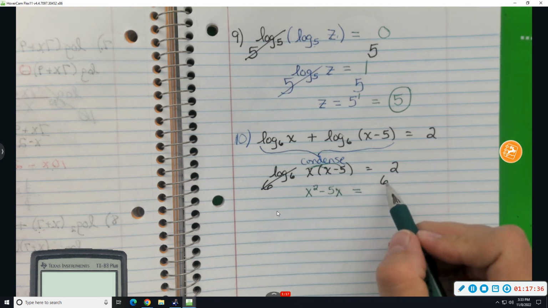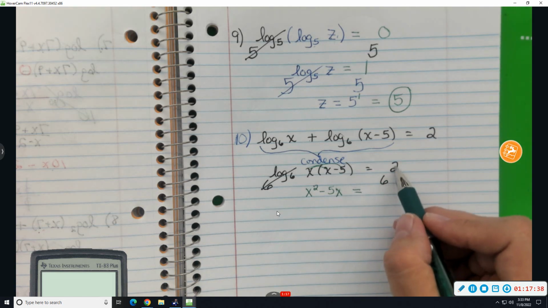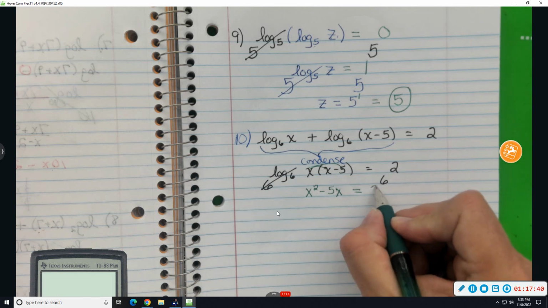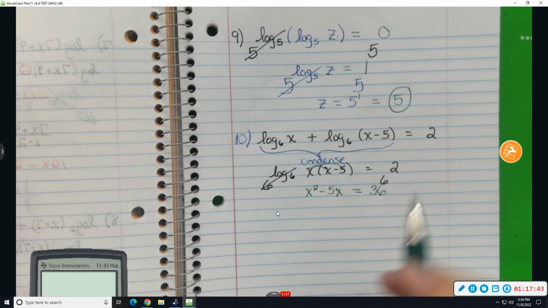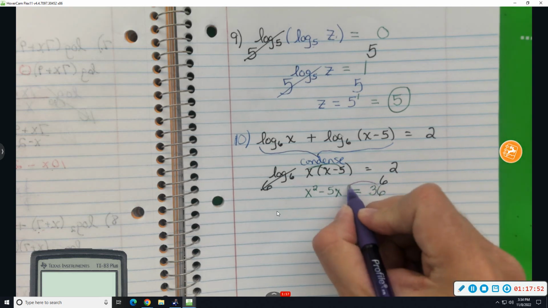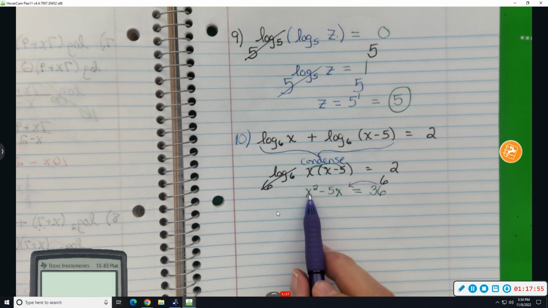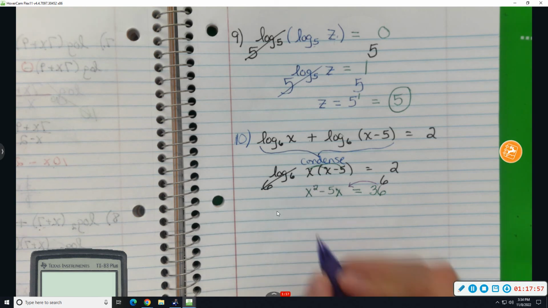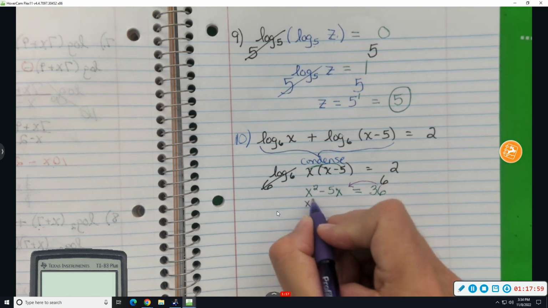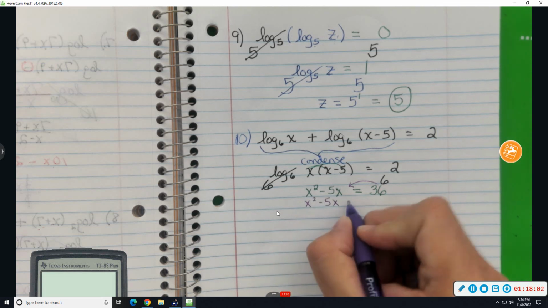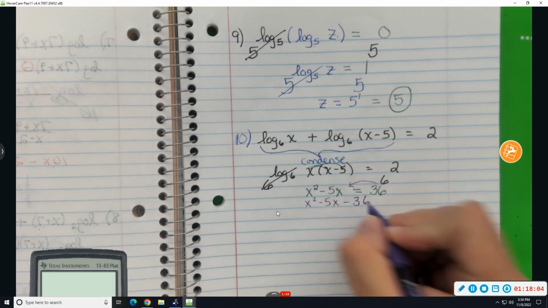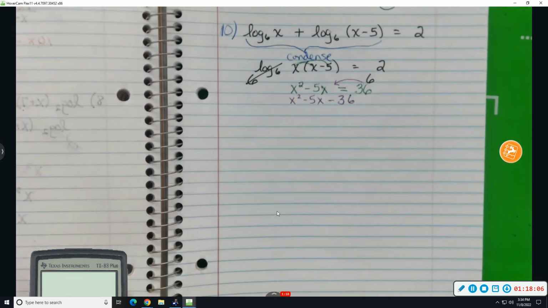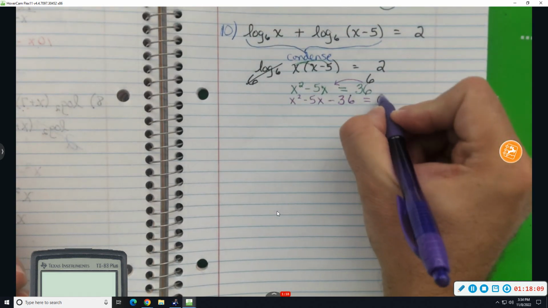And on the right-hand side, what is this number? 6 squared is 36. Just like problem 6, this is a quadratic equation. So let's move that 36 over to get a 0. How did I know it was a quadratic? Because of the x squared. So I have x squared minus 5x minus 36 equals 0.